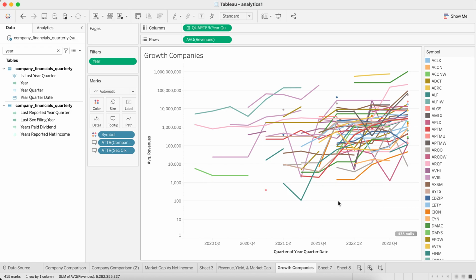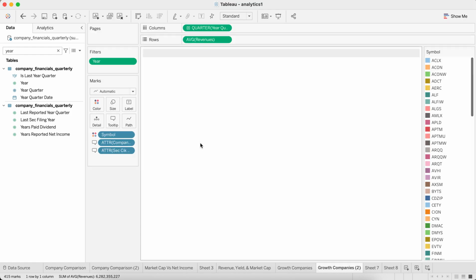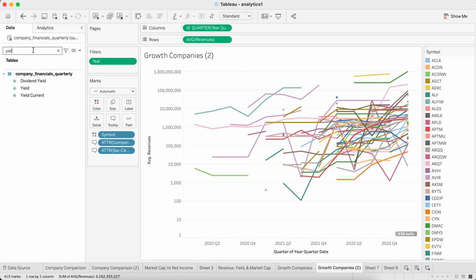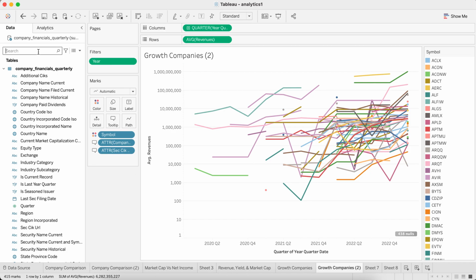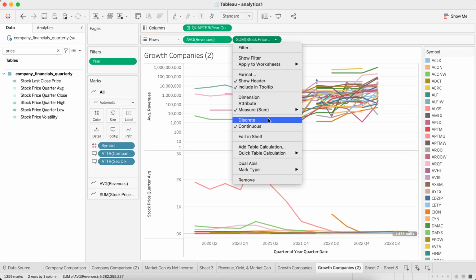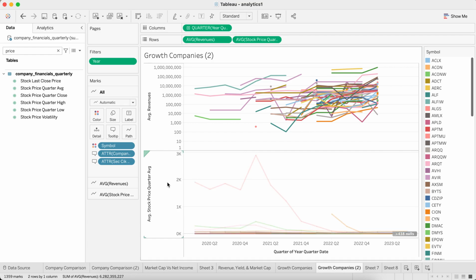Okay. So we have different revenues, and they're all generally going up. Now, a lot of these companies would already possibly have higher valuations. Okay, that's okay. Let's just duplicate this sheet. And what we'd want to do is, for example, let's look at the yield. Or let's look at their stock prices as well. That would be actually quite interesting. So let's look at price. Let's look at the stock price quarter average. And let's look at the average of the stock price.